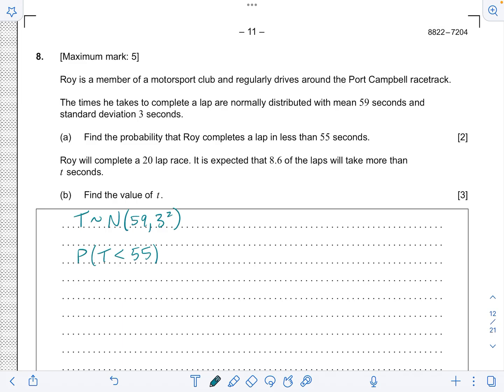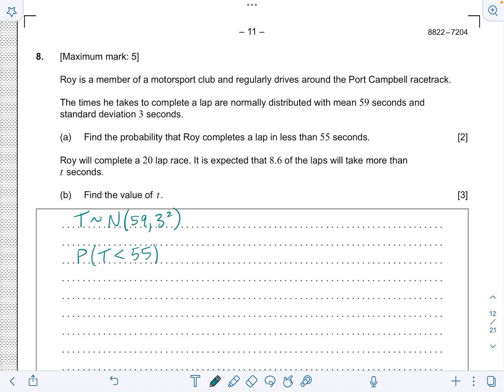You can go to your stats and run, or your distribution, sorry. So second distribution, we want a normal cumulative distribution function because we want the probability that his lap is any amount of time less than 55. It doesn't have to be 55 exactly.